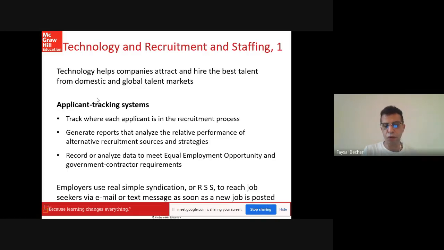Now, employers use Really Simple Syndication, or RSS, to reach job seekers via email or text message as soon as a new job is posted. So they look at the RSS, Really Simple Syndication, to find out who is in the market and who wants to be hired.